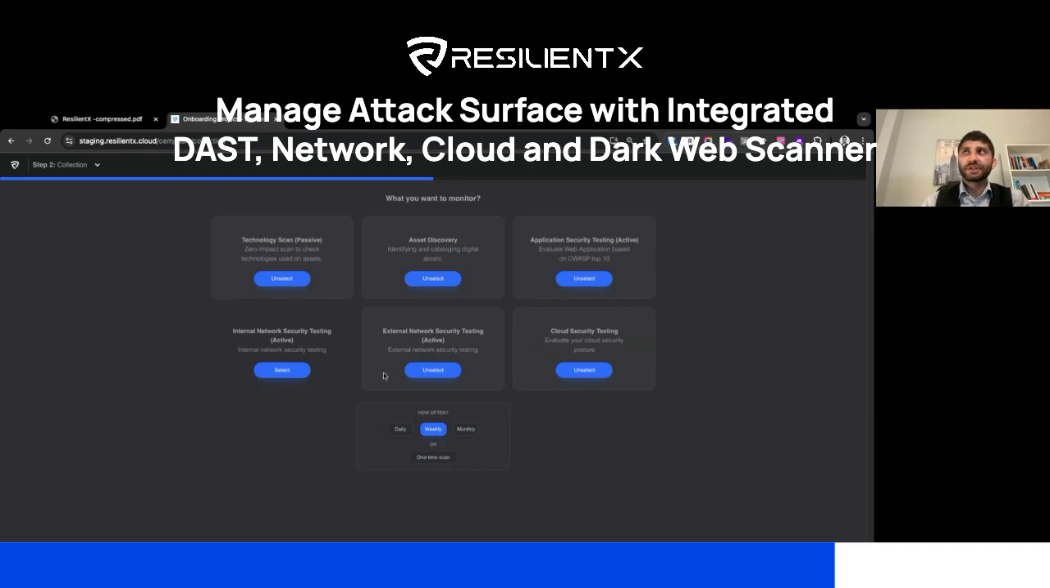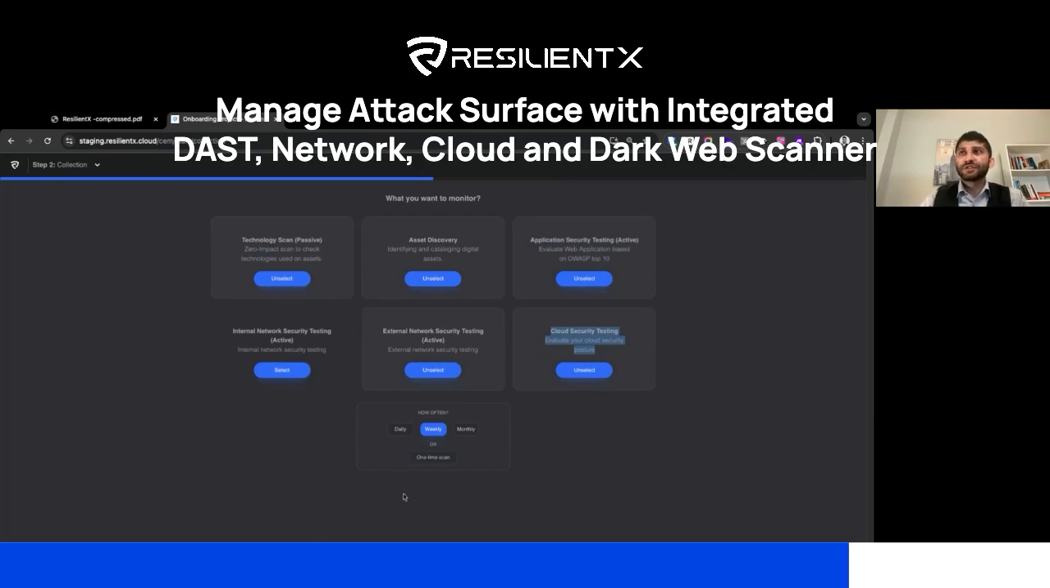Just to give you an idea of the modules available here, we have an asset discovery module. We have a technology scan module, which is non-impactful scanning on your external infrastructure. Then we have the DAST scan, so application security testing, and also internal and external network security testing, and cloud integration, which provides an understanding of your cloud posture. We also have credential intelligence and OSINT, and software, which is coming soon.